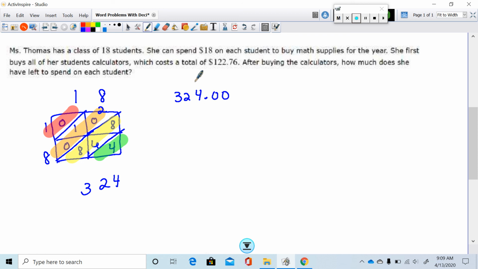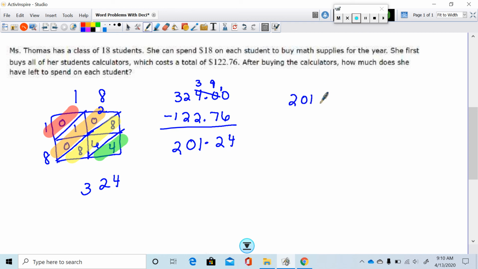But she already bought all of her students a calculator, so she already spent $122.76. So let's figure out how much she has left to spend. We can't do 0 minus 6, so we have to borrow from the 40. That would be 39, and then carry the 1. 10 take away 6 is 4, 9 take away 7 is 2, 3 take away 2 is 1, 2 take away 2 is 0, 3 take away 1 is 2. So she has a total of $201.24. I'm going to write that as a fraction, leaving out the decimals.